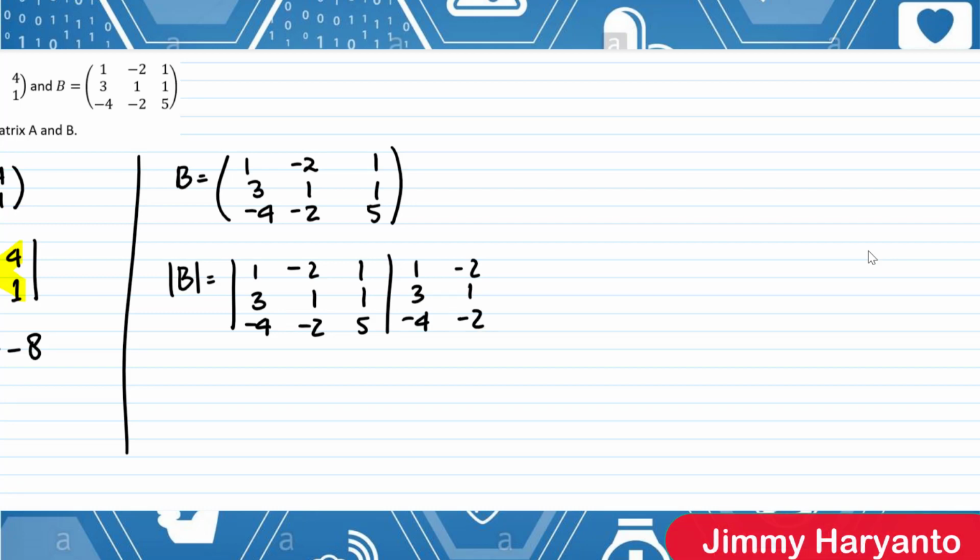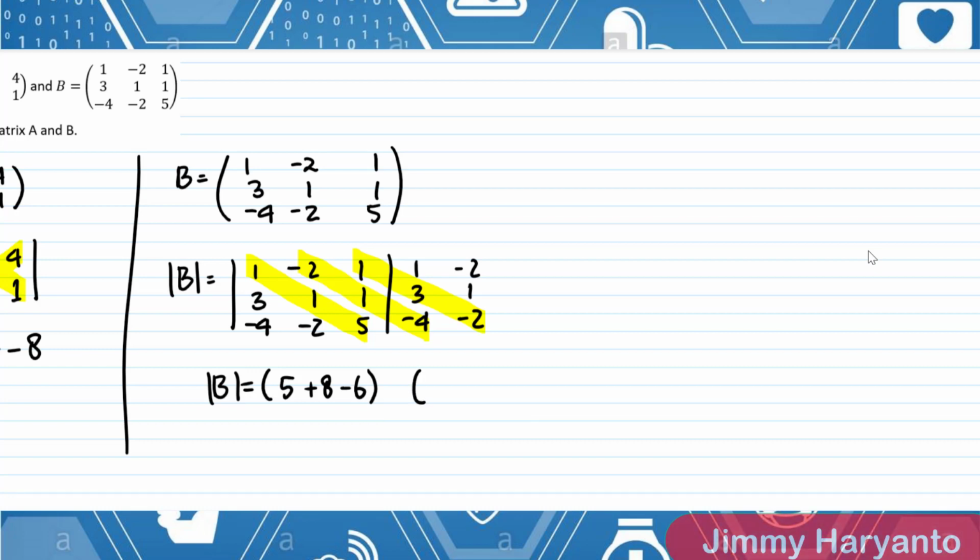So 1, 3, negative 4, negative 2, 1 and negative 2. Remember, copy the first 2 columns. After that, start from the top left, go to the bottom right 3 times. So you will calculate that as 1 times 1 times 5 equals 5. Negative 2 times 1 times negative 4 equals plus 8. You only have to write plus 8 just like that. And then 1 times 3 times negative 2 equals negative 6. There you go. This is the first result.